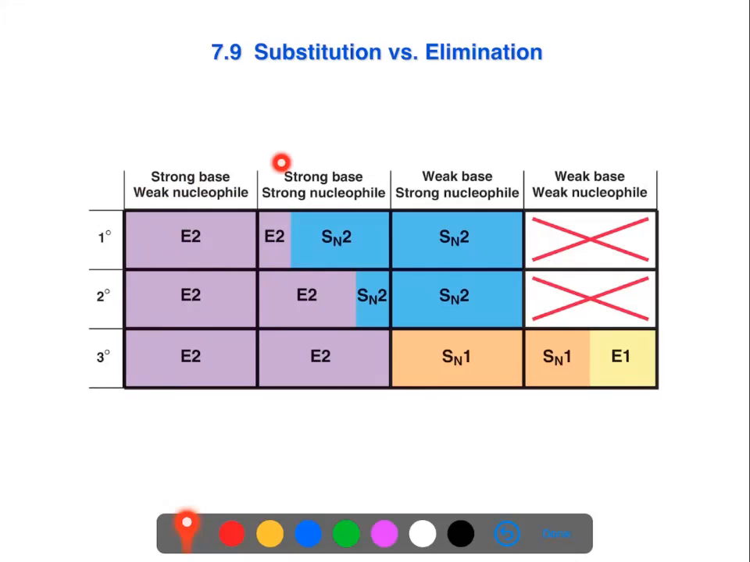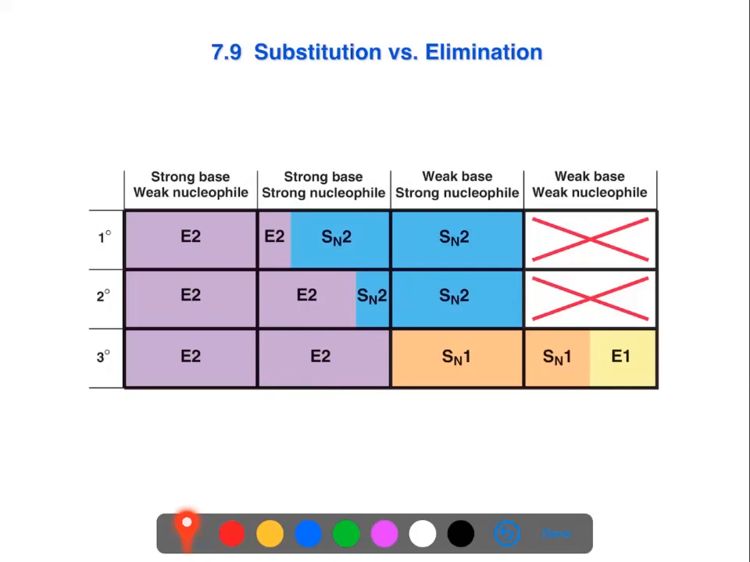If we're looking at the category of strong base, strong nucleophile, we saw for the less sterically hindered alkyl halide, the primary system, that SN2 was the major product with some E2 formed. We saw that switch as we went from primary to secondary, but now E2 was the favored mechanism over SN2. And again, steric hindrance plays a significant role in the switch between those two mechanisms. And finally, for the tertiary system, we see no substitution in the presence of a strong base, strong nucleophile. We only see the elimination reaction to form an alkene.